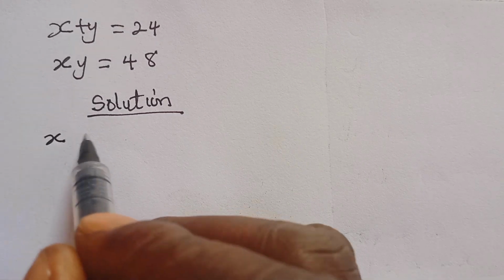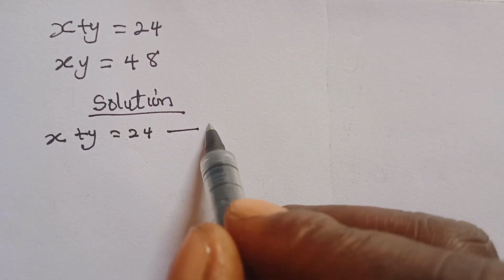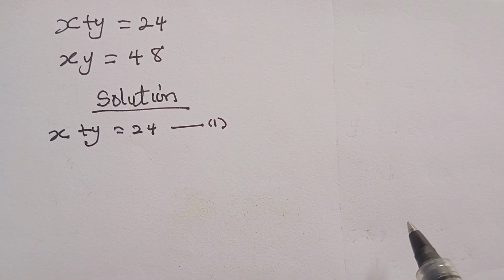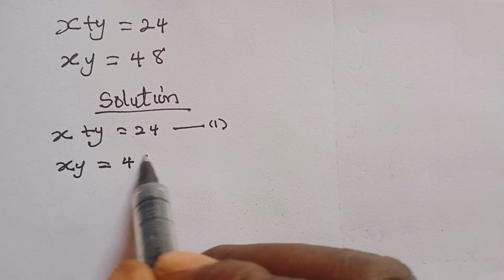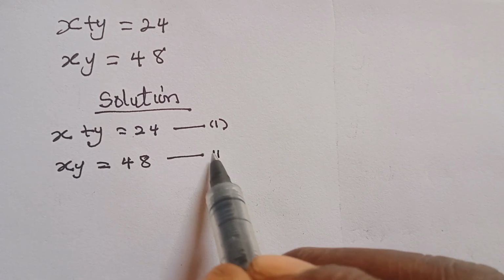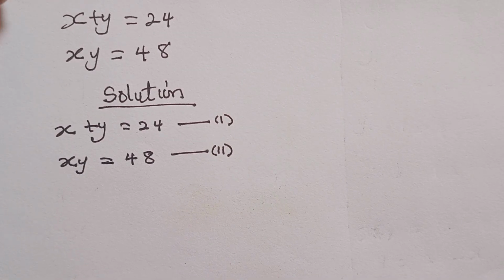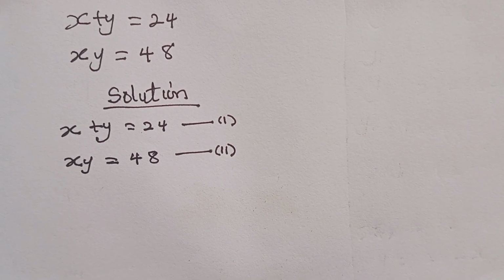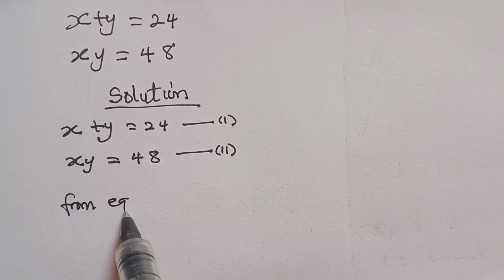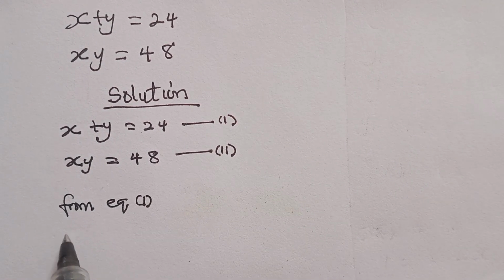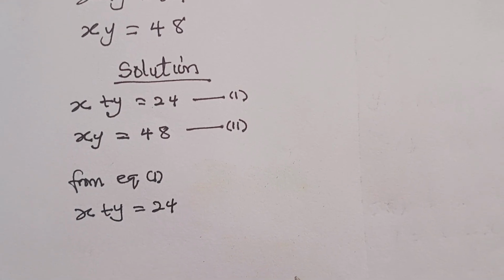So we have x plus y equal to 24 as our equation 1. Let's name this equation 1 to make our work easier. And xy equal to 48. Let's name this equation 2. Doing this, we've already declared our equation 1 and equation 2 respectively. Now, let's move on. From equation 1, we have x plus y equal to 24.